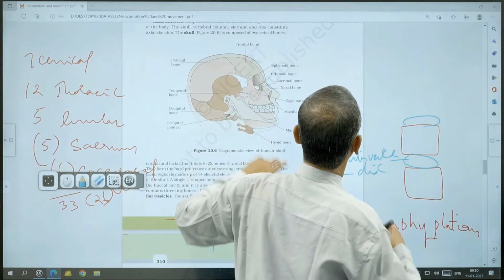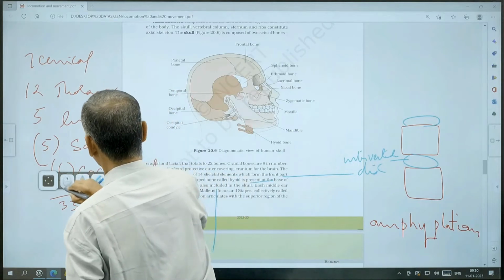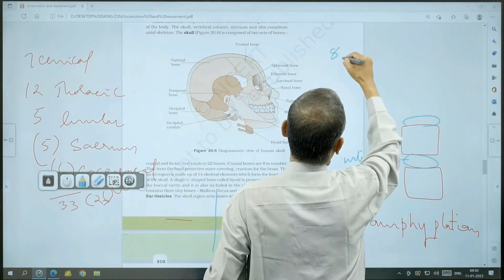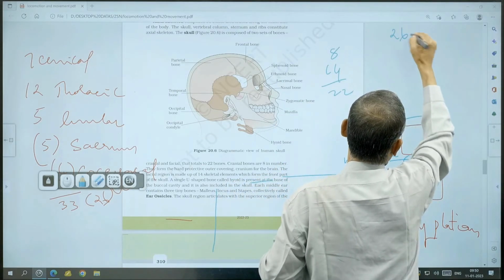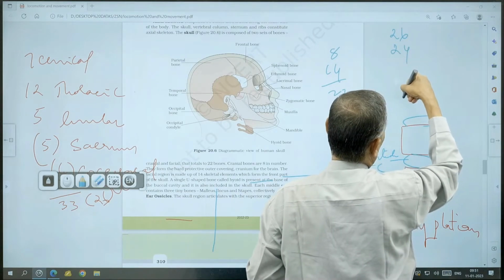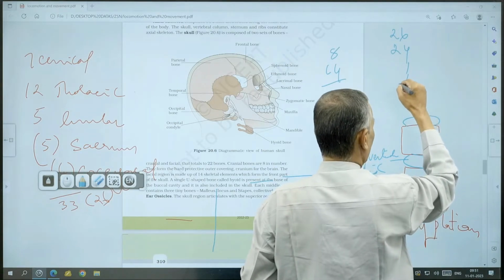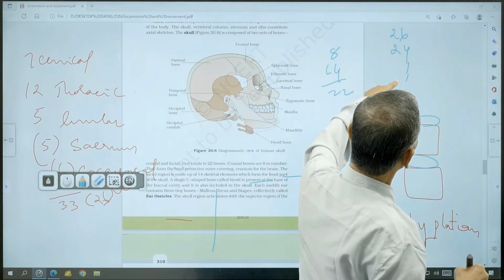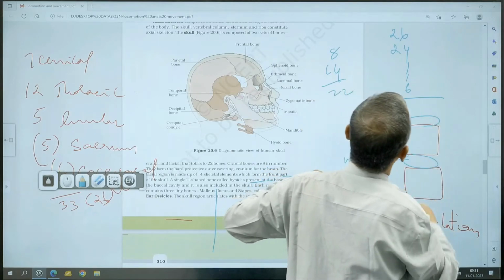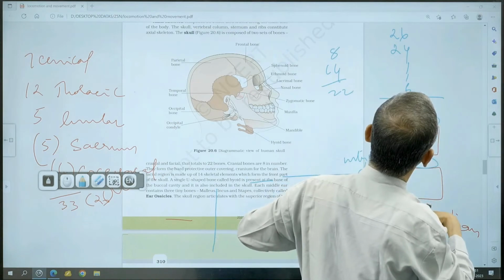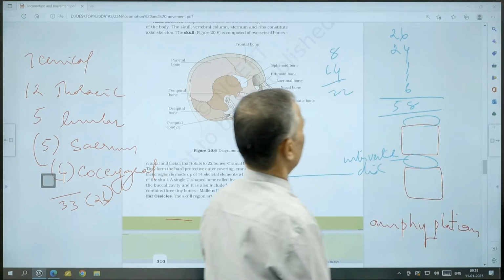In the skull, we have a total of 8 plus 14, that is 22. Now, vertebral column 26, ribs 24, sternum 1, hyoid 1. You have 3 ear ossicles, so 3 into 2, 6. So you have the remaining 58.